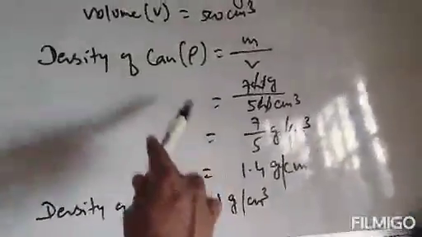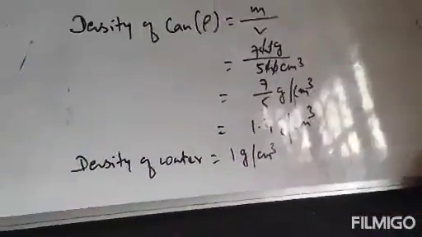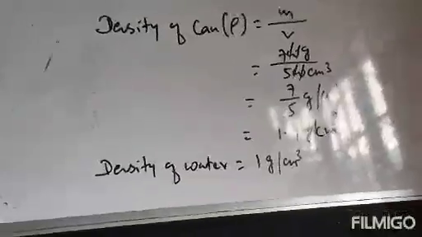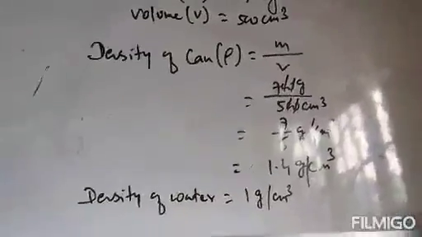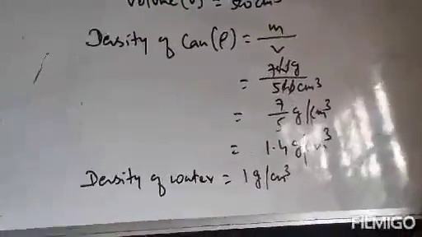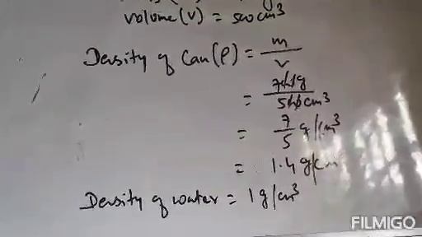Now see, density of can is greater than the density of water. So it will sink in the water. If the density of the can is less than water, then only it will float. But the density of the can is greater than the density of water. So the can will sink in the water.